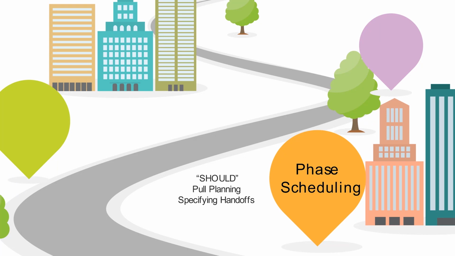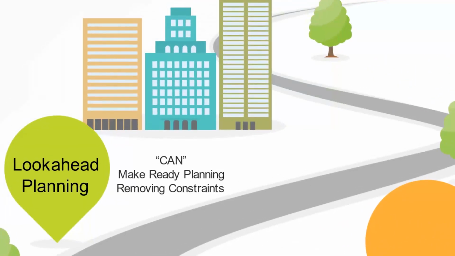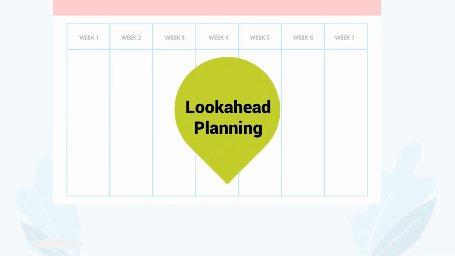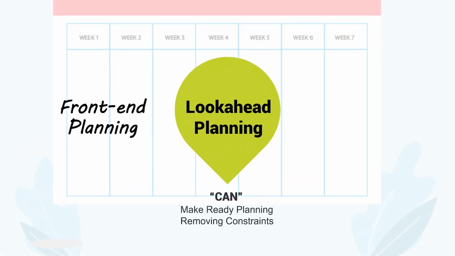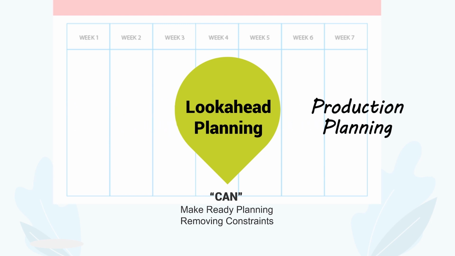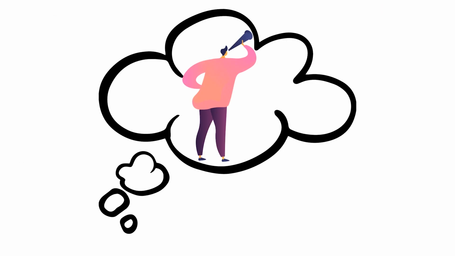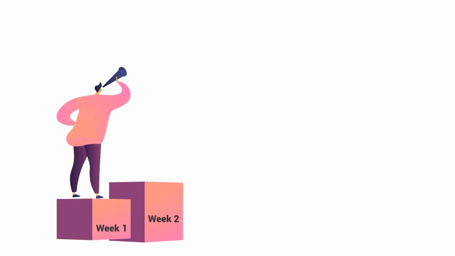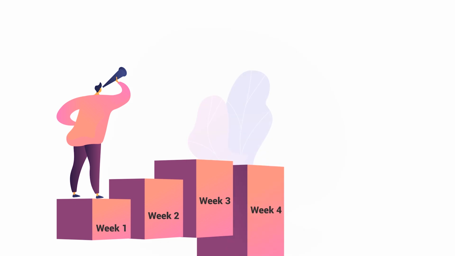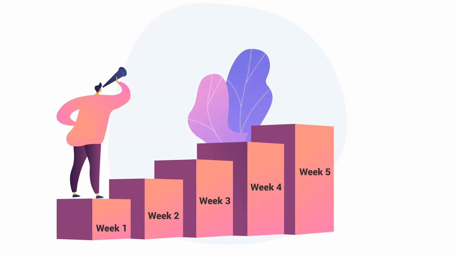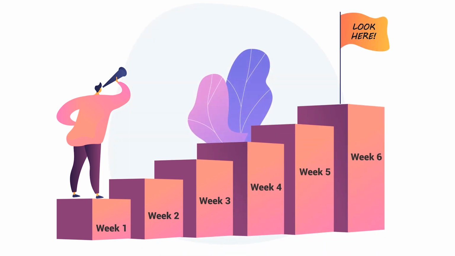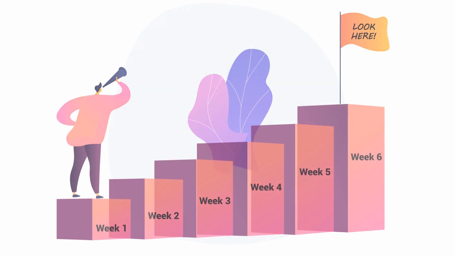Now that we've identified milestones and target phasing, let's proceed to look-ahead planning. Look-ahead planning is the middle level in the planning system hierarchy, serving as a link between the front-end planning and production planning. It transforms tasks that we should do into something that we can do in a project. This is carried out by looking at the tasks that must be performed weeks from now, typically 5 to 6 weeks out into the future.